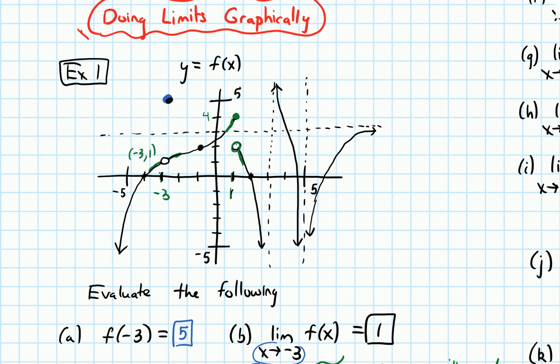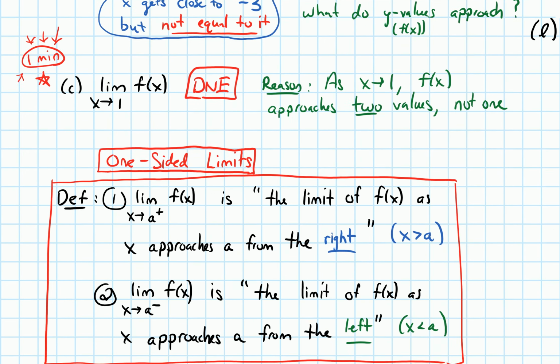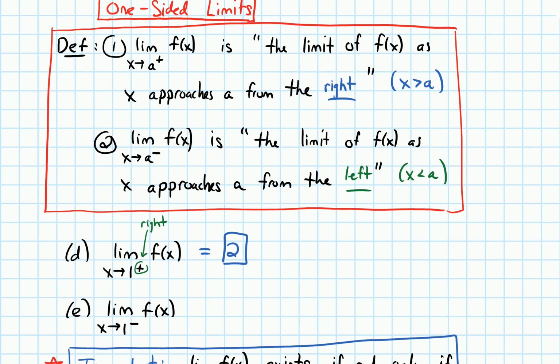Okay, so as x gets close to 1 from the right-hand side, that means I'm going along the graph this way. So I'm tracing it out in blue, getting really close to the hole. So the y values are getting super close to the y value of the hole, which is 2. And that's my limit from the right. So this is 2. The next part of the question, E, is going to ask, what's the limit as x approaches 1 from the left?